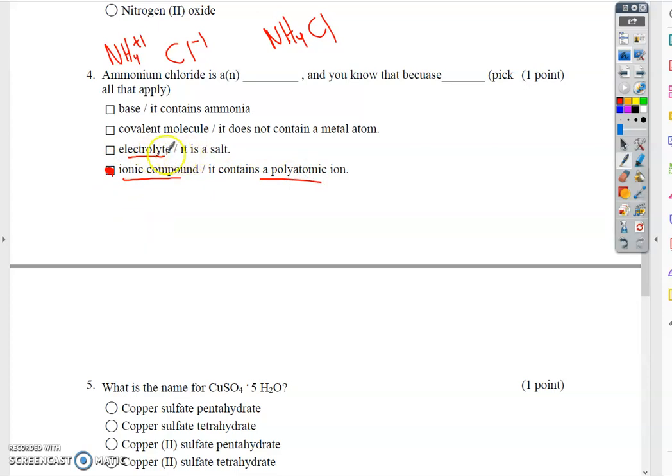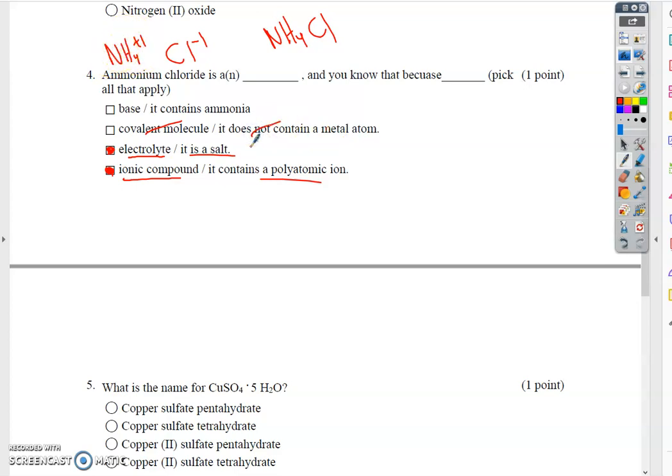And this other one says it is a salt. Salt is just a very generic term for an ionic compound. So if something is an electrolyte, it is an ionic compound, and it is also a salt. So that one's good. Now, it's not a covalent molecule. It does not contain a metal atom. That part is true, but it's still ionic because that's a polyatomic ion.